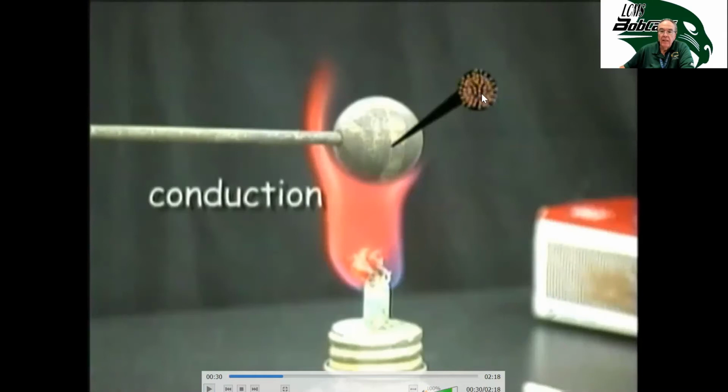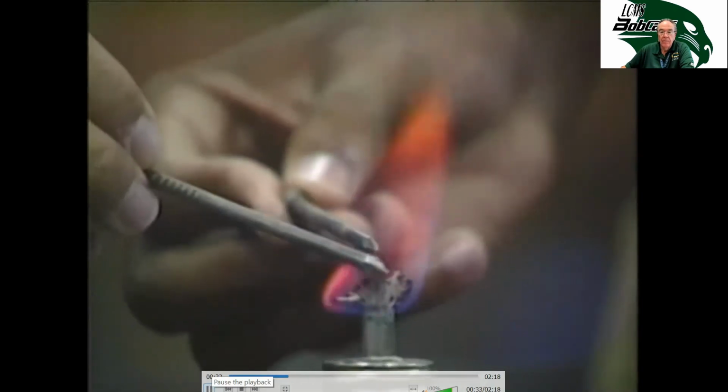So imagine, like, if these are the particles in the end of this piece of brass here, and they're moving along and they're bumping into each other, and as they heat up, they move faster, faster, faster, and faster, and then bump into each other. Well, they're going to start bumping into the particles in the handle. And so the heat is going to go from particle to particle, and it's going to conduct particle to particle up the handle. For instance, if we hold a nail in a flame.